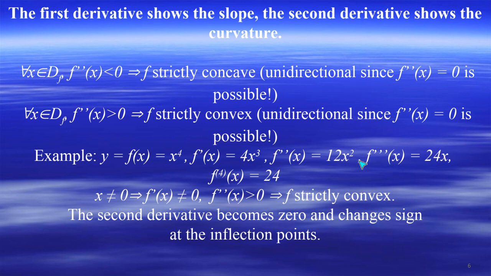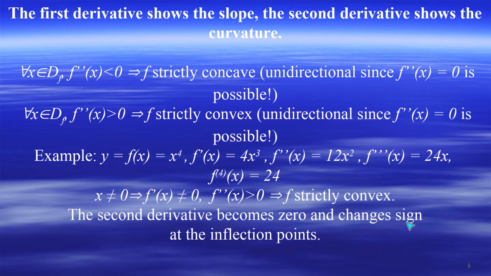But at the point x0 equals 0, this second derivative becomes 0. That's why, although this function is strictly convex, we can't say that its second derivative is strictly greater than 0. It can be 0 as well by chance, as in this case, the example. But of course, it's not by chance, but it is also the minimum point of the function, of this parabola.